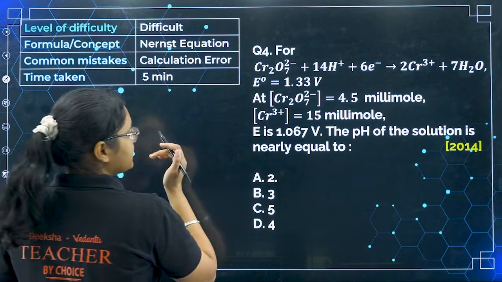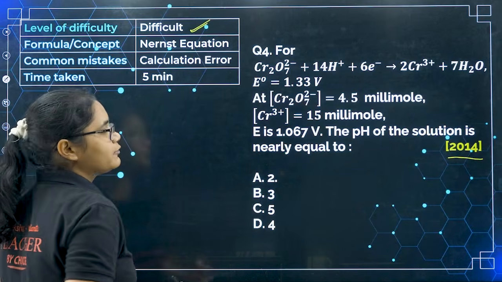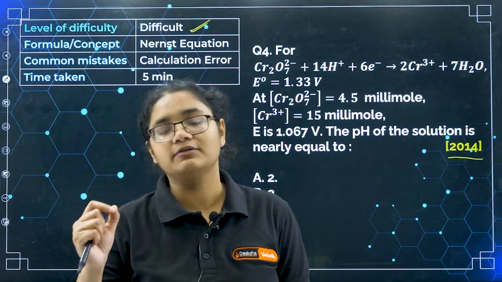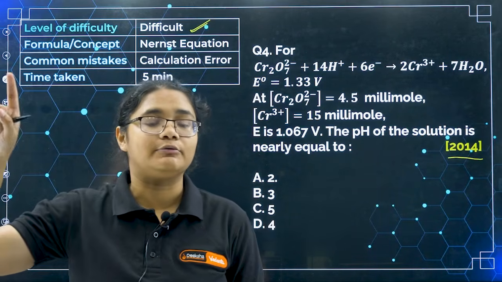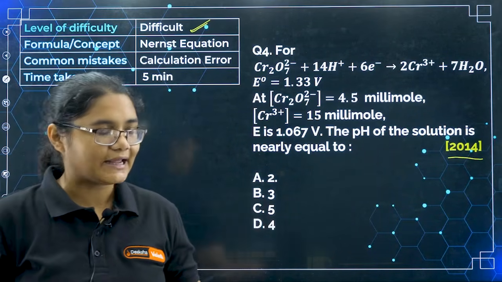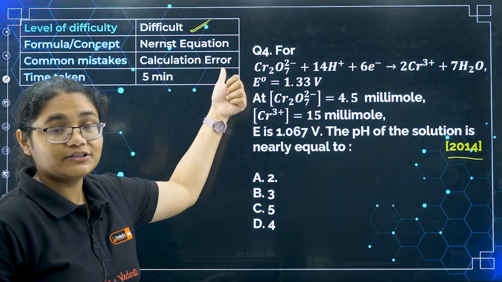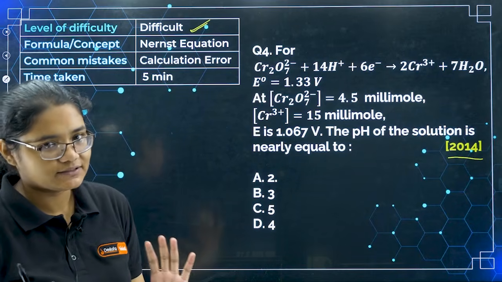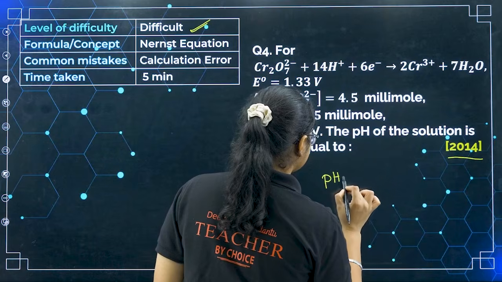Okay, so this question was asked in 2014, and this was a slightly difficult question because the formula that we need is not directly from the chapter electrochemistry. It requires a formula of the ionic equilibrium chapter. So I'll be taking you through that, and you may have questions where you may do a calculation error here. And this question you can easily spend 3 to 5 minutes. So first of all, let me tell you what is the formula for pH.